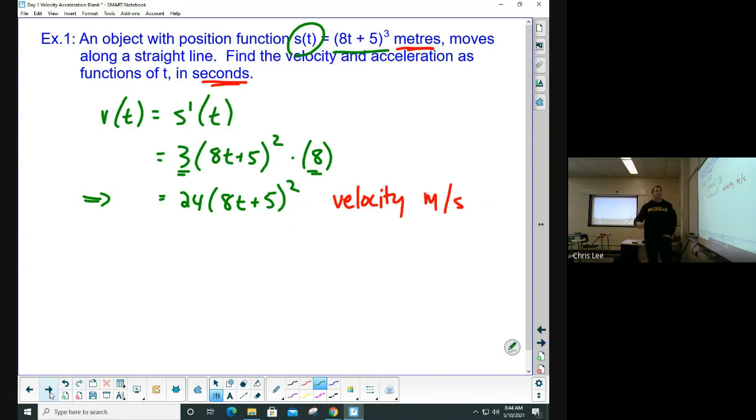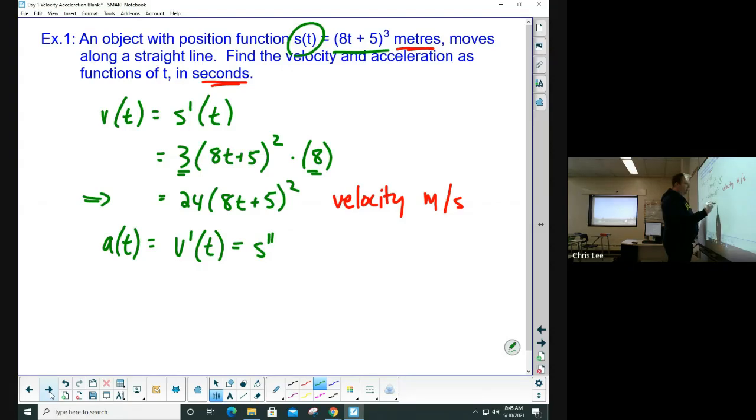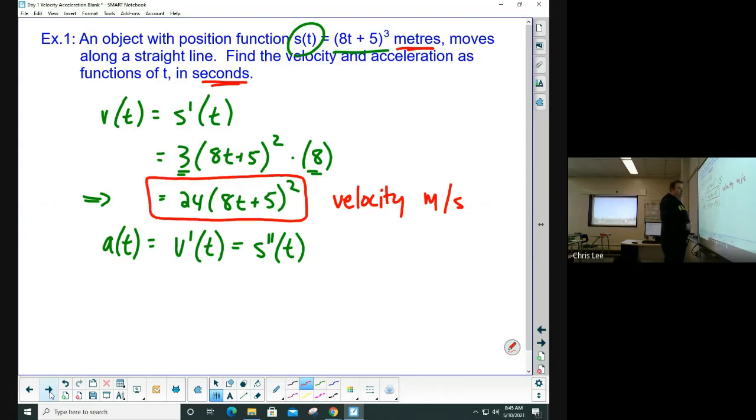But then I can also find acceleration. And acceleration is the derivative of the velocity function, or also the second derivative of distance. And if we're doing the second derivative, you put 2 little ticks. But regardless, I'm going to take what I just found for velocity and differentiate that. And so it's just a matter of doing the power of a function rule again.